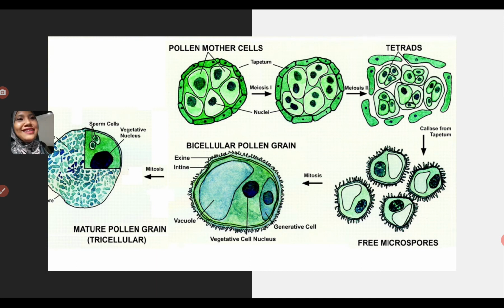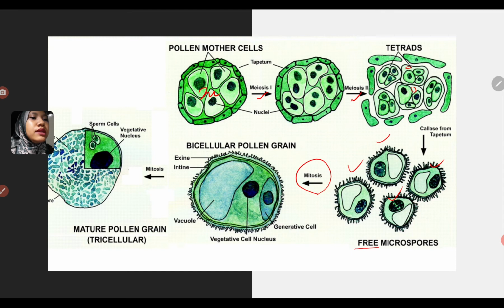For the male, we begin with the pollen mother cell as shown here. As we have defined, it is diploid, so it will undergo meiosis. Meiosis happens twice, the first and the second, and the final result is the tetrad. Tetrads are a group of 4 microspores within each microsporocyte. Out of this tetrad, they will eventually separate and become free microspores.